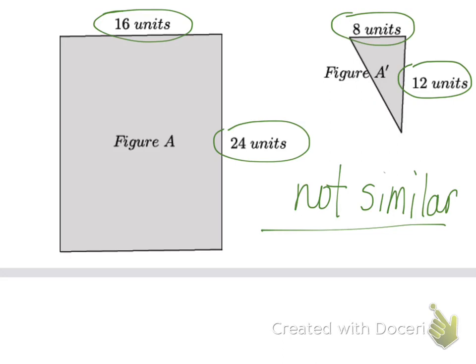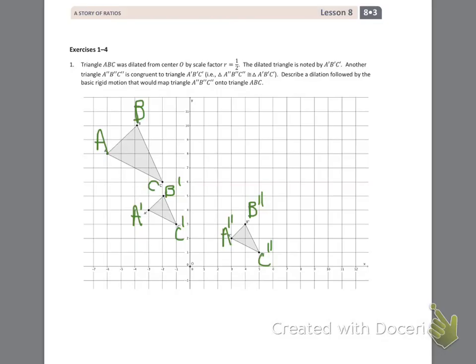Okay. All right, so we're going to move on to the exercises that you have in your packet now. So let's look at exercise 1. We have example 1 here, and this is for you to do on your own. So I'd like you to go ahead and pause the video and try to use the methods that I've been showing you in the examples to do this. But let's read it together. Triangle ABC was dilated from center O, the origin, by scale factor r equal to 1/2. The dilated triangle is noted by A prime, B prime, C prime.